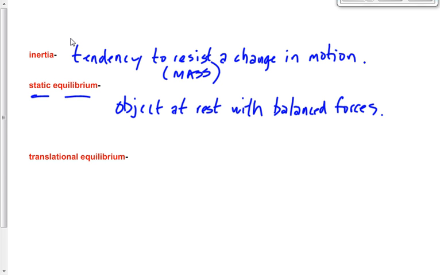Pardon me? Somebody said it? It's going to stay there. It's in static equilibrium. It's not going to move. The forces are balanced. It's going to stay where it is. Now, that's as opposed to translational equilibrium. That's moving equilibrium. We'll say a moving object with balanced forces. What's going to happen to that object?